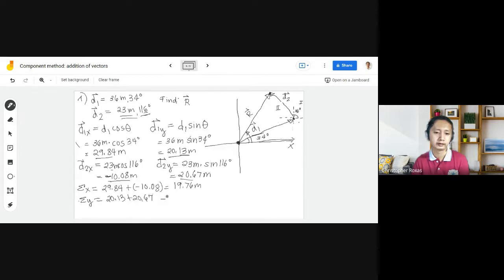Okay? Okay. The result will be 40.8 meter. Okay? So that's the sum of all the x and the sum of all the y. Okay, now we will now apply the Pythagorean theorem.